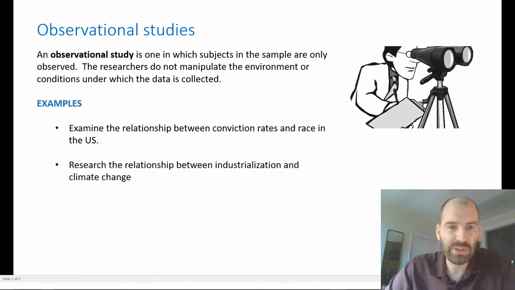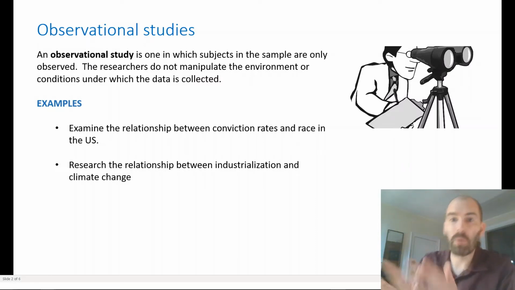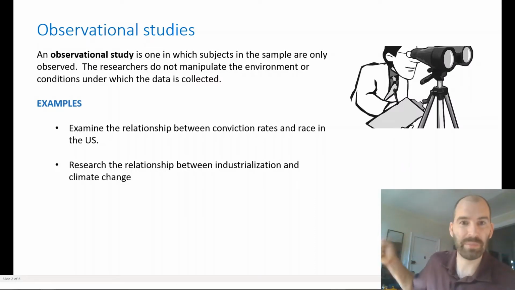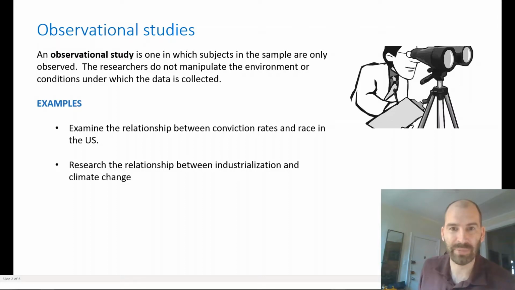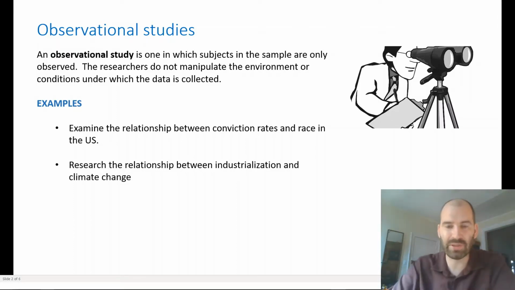We might research the relationship between industrialization and climate change. Well, again, we can't manipulate these quantities, these variables. I can't just make a whole bunch of industrialization and then go expect to measure a meaningful result in the climate. I don't have the ability to do that. But what we could do is we could look through the records of how industrialization has increased over time, and also see what has been going on with climate change.